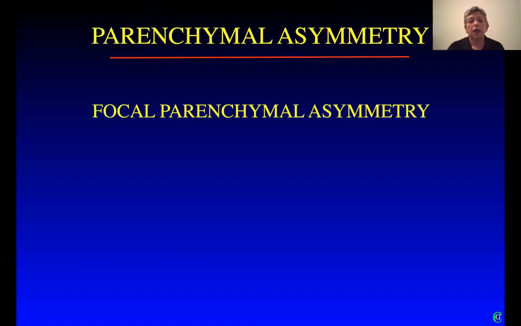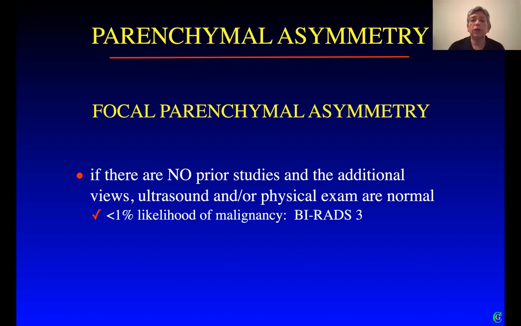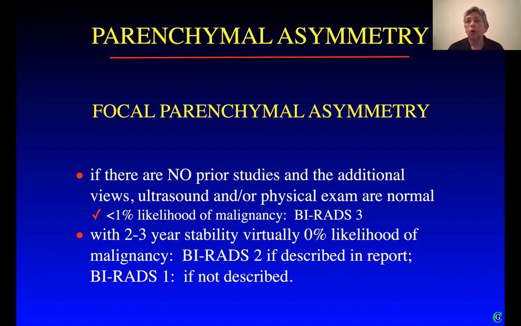If there are no prior studies and you have called back the patient and you have done additional views, an ultrasound and a physical exam, what you can do is put this into the BI-RADS category 3. It has less than 1% likelihood of malignancy, so it is something that you can safely put into the BI-RADS 3 category. The likelihood of malignancy, as I will share with you in my second lecture, is very low. After 2 to 3 years, once you've established stability of this area, you can return the patient to screening, because it is virtually 0% likelihood of malignancy.